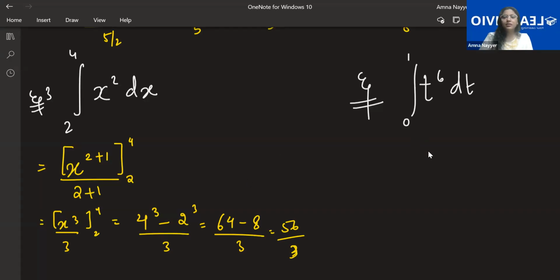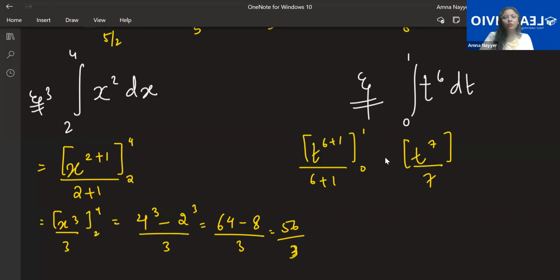Now, talking about this, it will be t to the power 7 by 7, right? I'll just write the previous step. It will be 6 plus 1 divided by 6 plus 1 from 0 to 1. So when we put the upper limit, 1 to the power 7 minus 0 to the power 7 by 7, see, 1 to the power 7 is 1 only. 1 minus 0 is 1 by 7. Okay, please write it.